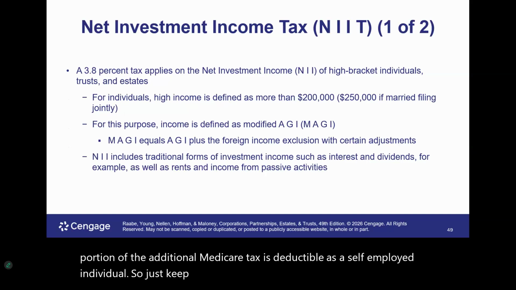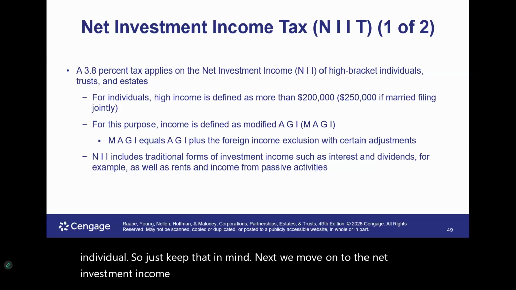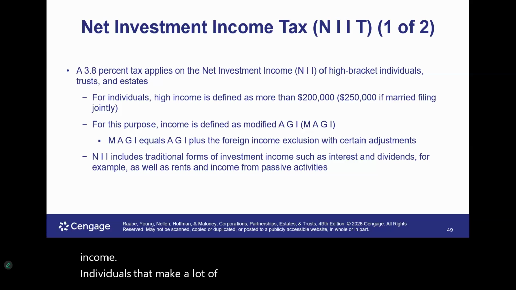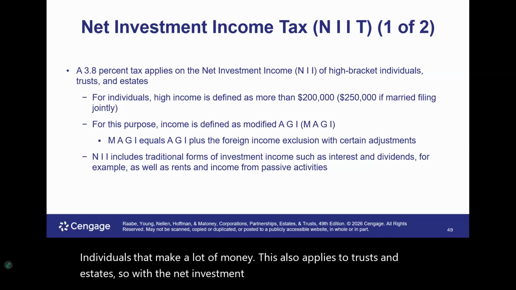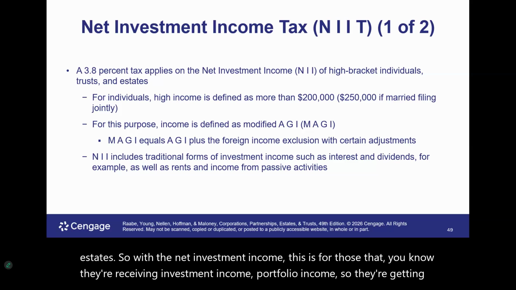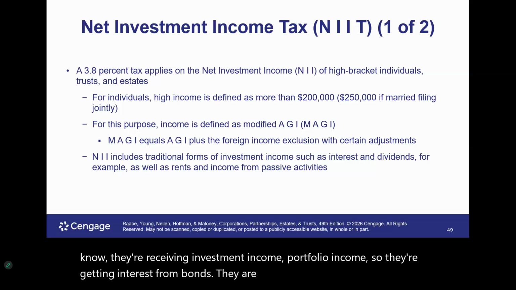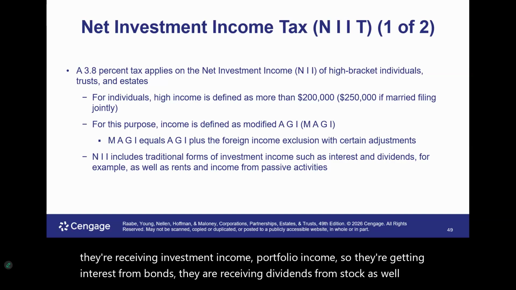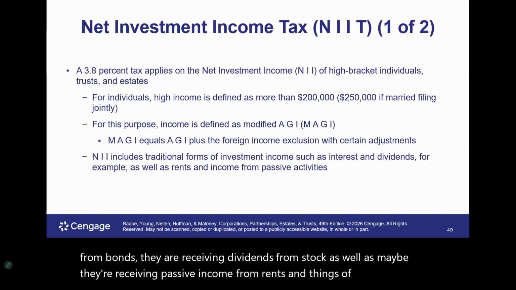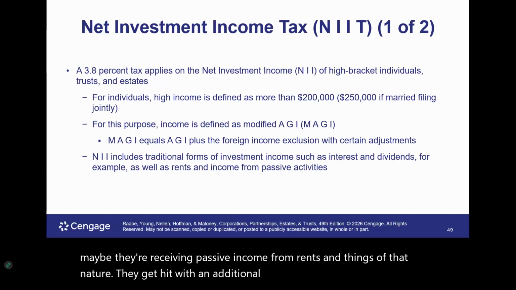Next, we move on to the net investment income tax. So this is a 3.8% tax that applies on net investment income for individuals that make a lot of money. This also applies to trusts and estates. So with the net investment income, this is for those who are receiving investment income, portfolio income. So they're getting interest from bonds, they are receiving dividends from stock, as well as maybe they're receiving passive income from rents and things of that nature. They get hit with an additional 3.8% in tax.